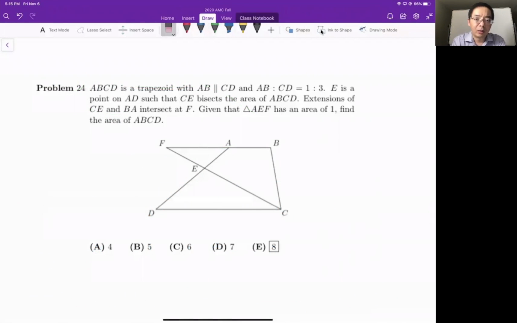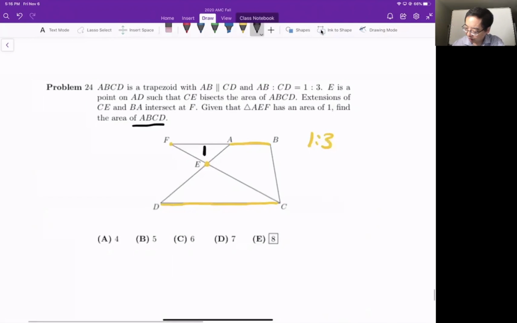Problem number 24. Here we have a trapezoid ABCD. We know the ratio of AB to CD is 1 to 3. And E is a point on AD that bisects the area of ABCD. Now, if we connect CE and extend it to a point that intersects AB at F. We also know the area of triangle AEF is 1. The question is, what is the area of ABCD?